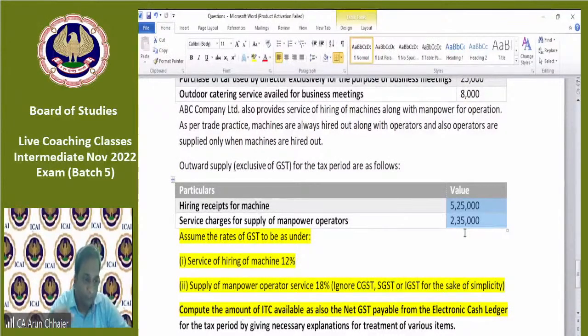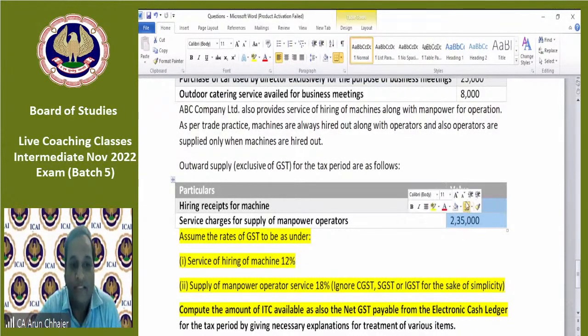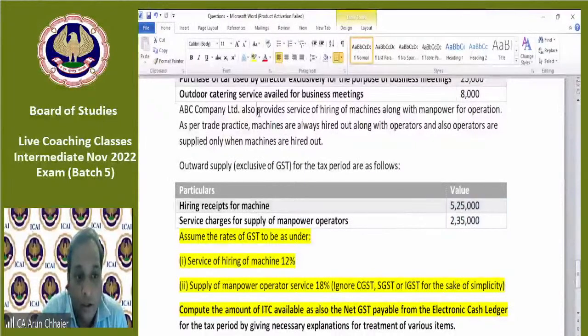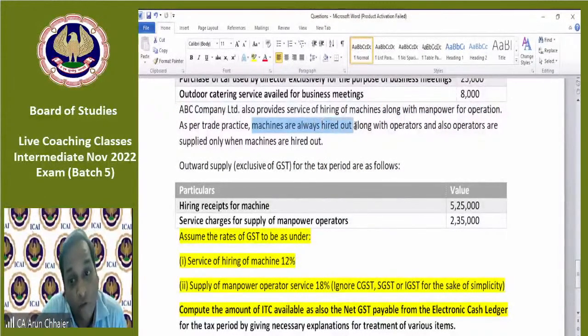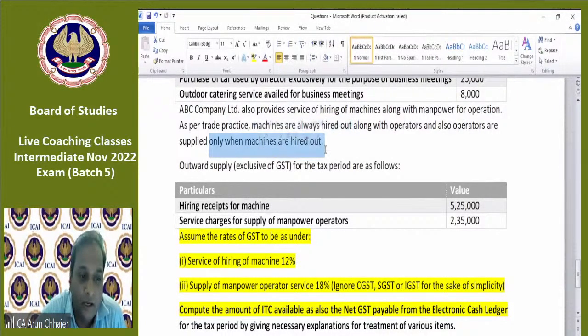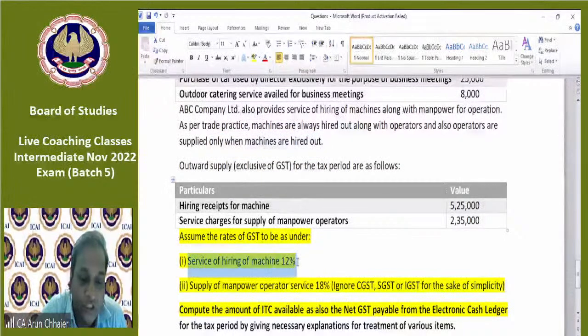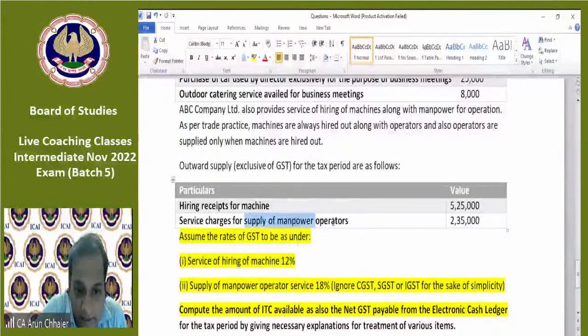In this case, it is a composite supply, and thus 18%. So Prabhas's answer of 18% is not correct, because what is the main principle? ABC Limited also provides hiring of the machine along with manpower. It is a trade practice: machines are hired out along with operators, and operators are only supplied when the machines are hired out. So what is the rate applicable on the machine? 12%. Therefore, hiring of the machine is the principal supply, and manpower is ancillary.